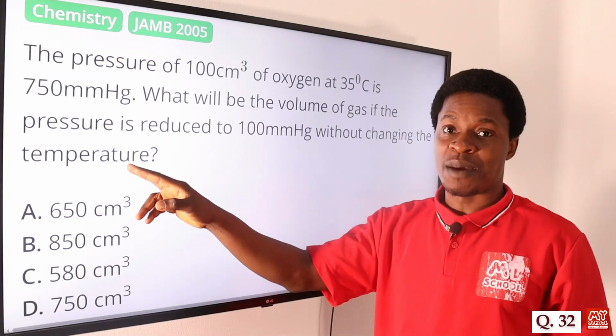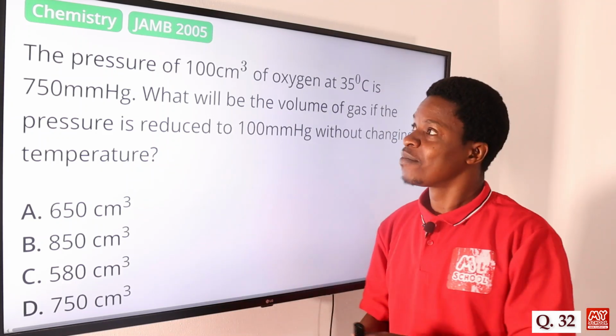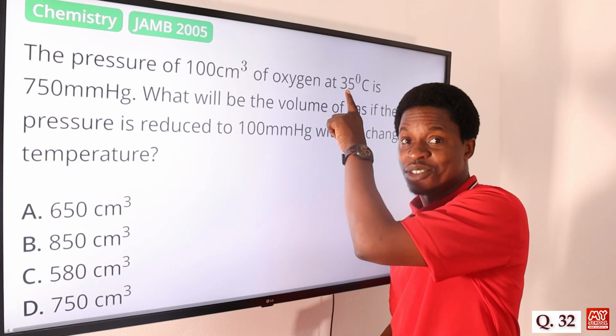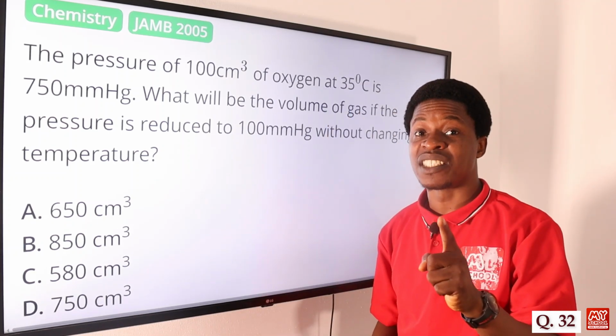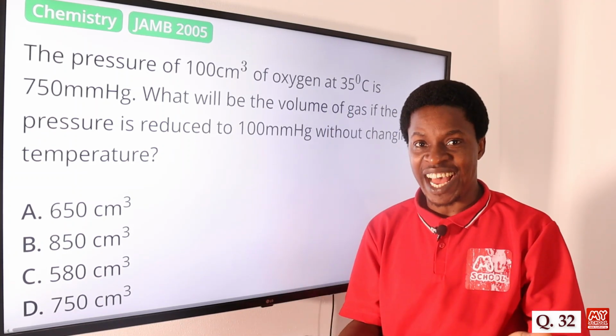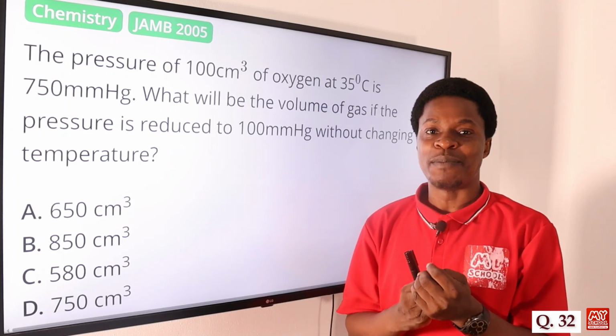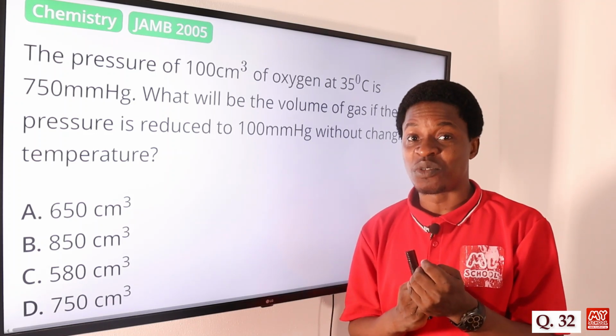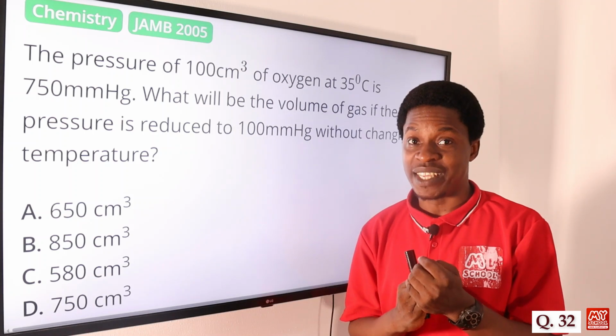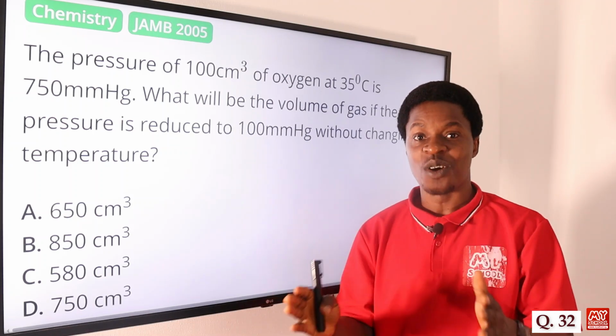Without changing the temperature. So if we are not changing the temperature, it means temperature remains 35 degrees Celsius. If the temperature is constant, it means there's a relationship between pressure and volume. So which means that is Boyle's law that is in place.